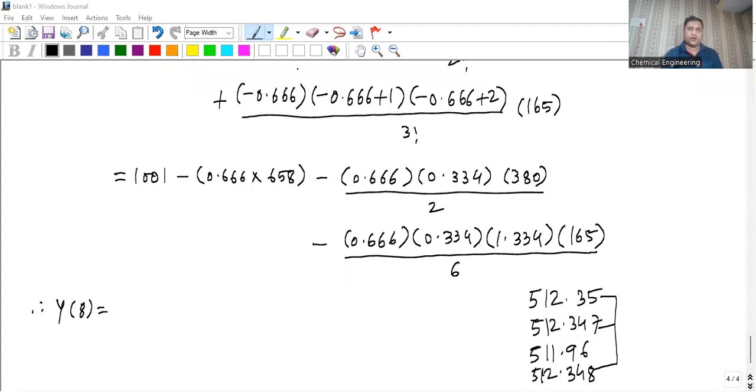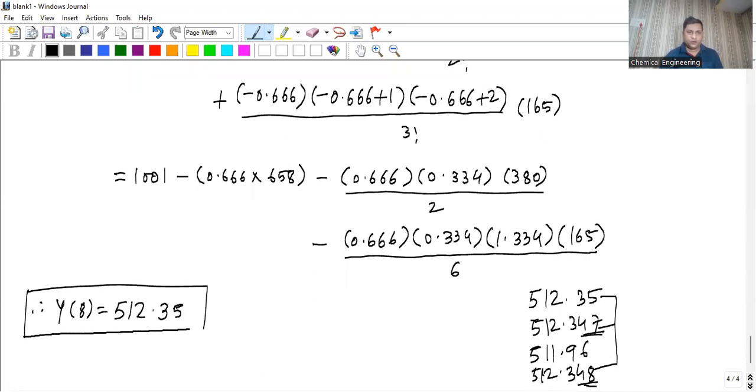I want you to calculate the values. Okay, yeah, that's correct. So actually, this value we can consider as 512.35. I'm rounding this off now. This also rounds off and this also rounds off. So this value we accept. 512.35. So actually, the value should be nearby 512.